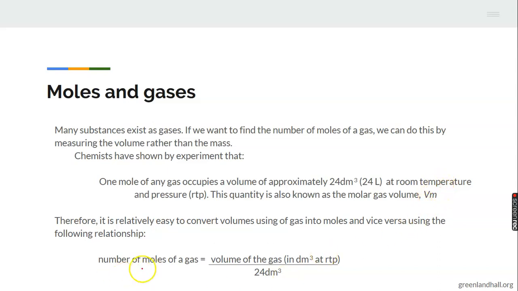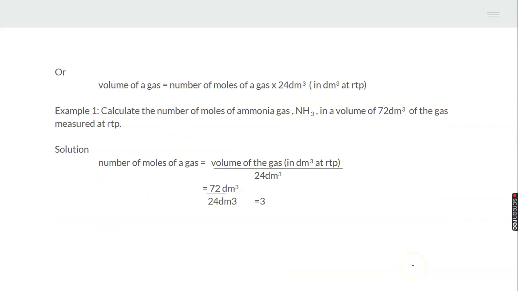So this is the relationship. Number of moles of gas equals the volume of the gas in cubic decimeters at room temperature divided by 24 dm cube. Or you use it this way: if you want to get the volume, you can interchange it and make volume the subject of the formula.